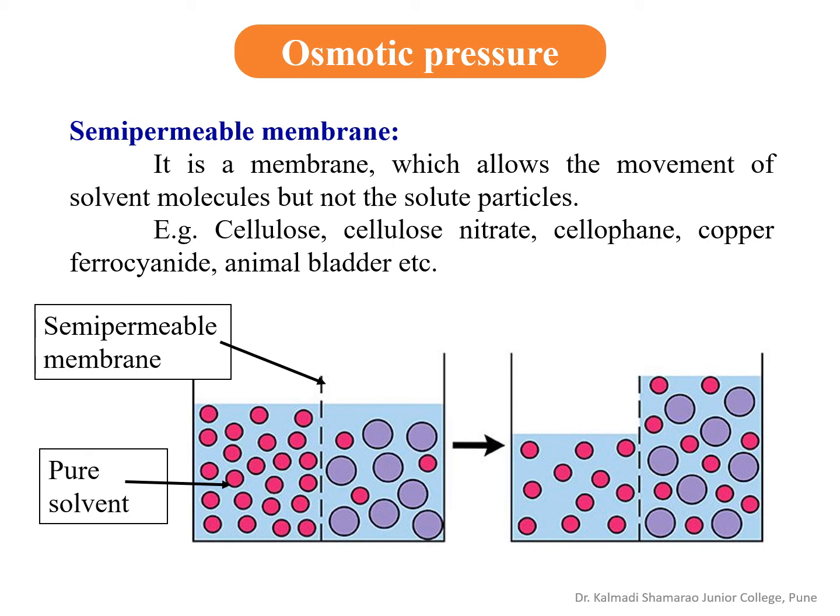Pure solvent is taken in one compartment and solution is taken in another compartment. Pink circles are the molecules of pure solvent and violet circles are the molecules of solute. After a certain time interval, it is observed that the level of the solvent goes down, whereas the level on the solution side goes up. This must be due to the flow of solvent molecules from the solvent to the solution through the semi-permeable membrane.